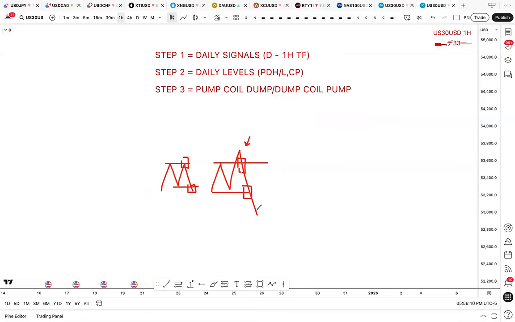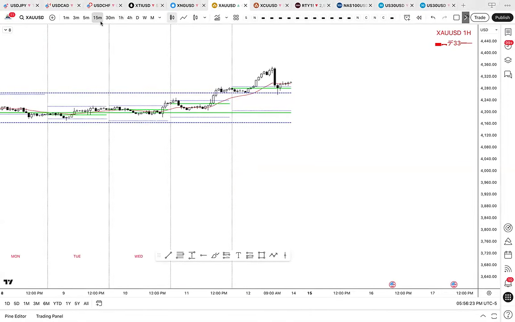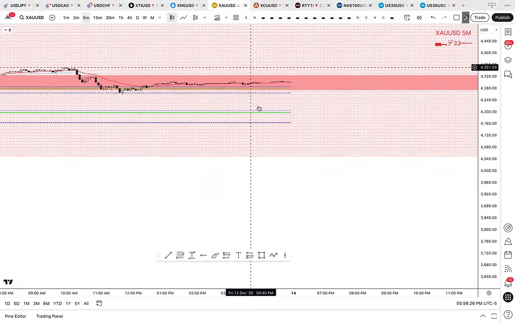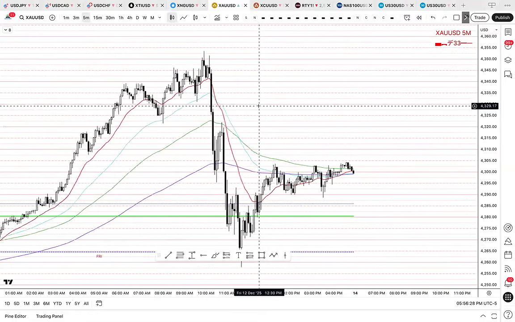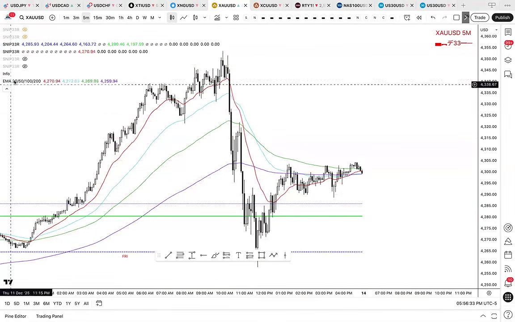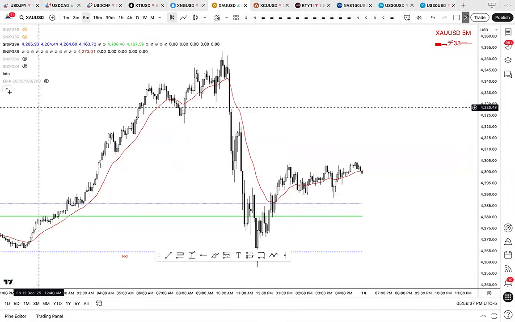Or if I miss that, gold is a beautiful example. Perfect example on Friday. Because it actually blasted off from the high of the day. Let's go to a smaller chart here. It was a blast off. Let's get rid of these numbers. Let's get rid of the EMA. I just want to show you something.